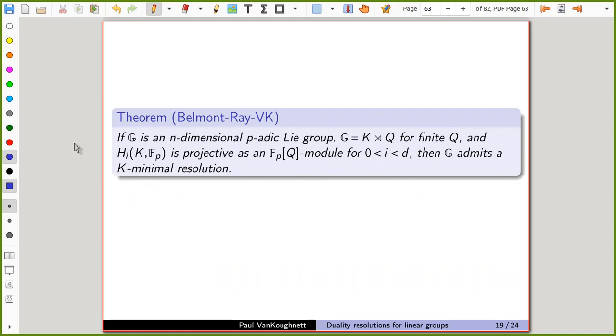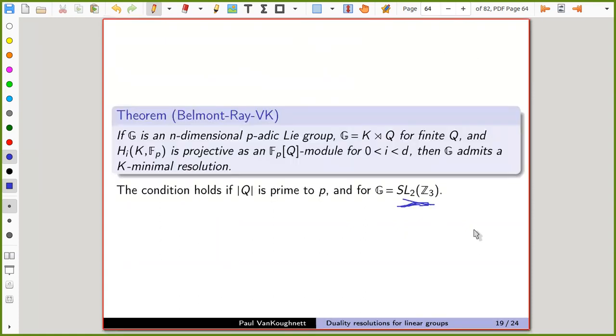Okay, so some examples of things that satisfy these hypotheses are, first of all, if the order of Q is prime to P, and second, the group SL2Z3. And I'll say more about this specific case on the next slide.